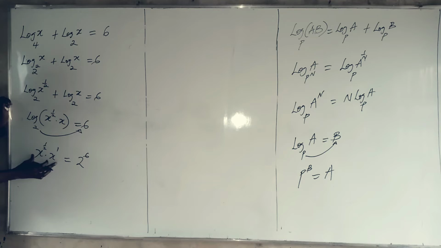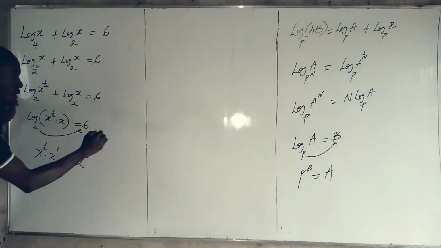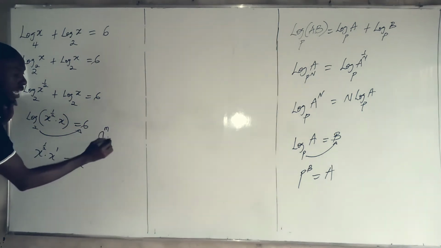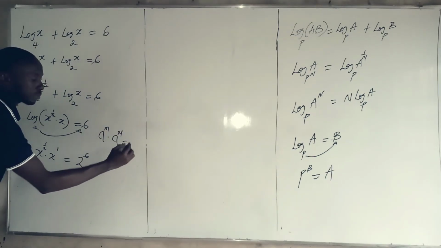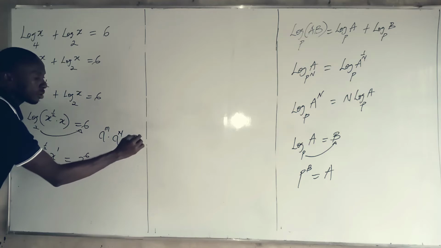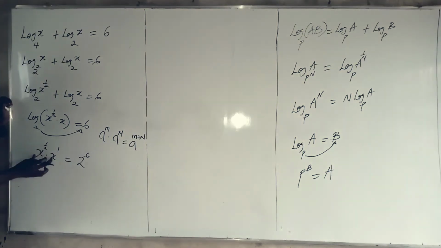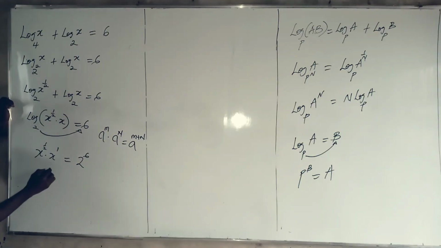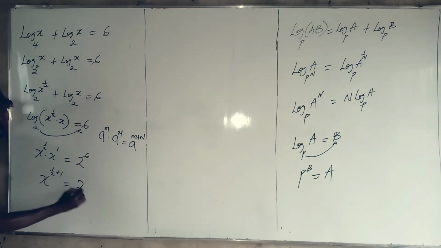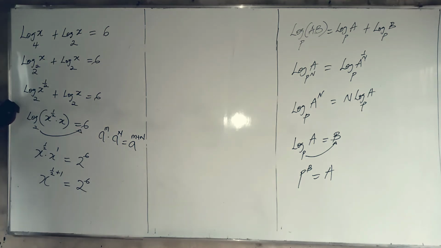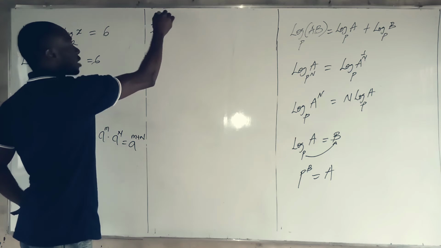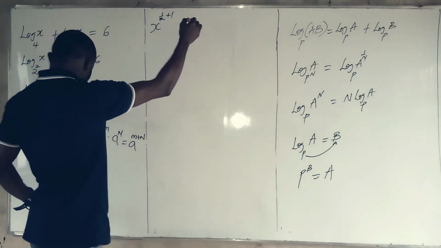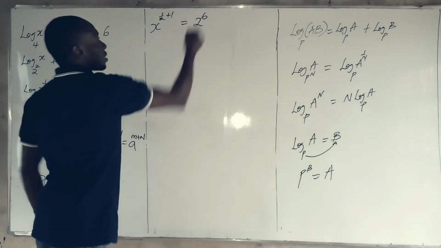And now I can apply the law of indices here that says if you have a to the certain power n times the same base to another power n, it can be expressed as a to the power n plus n. So how do we simplify this? It becomes x to the power 1 upon 2 plus 1 is equal to 2 to the power 6. Yes. So let's take this to the other side of the board. We have x to the power 1 upon 2 plus 1 is equal to 2 to the power 6.